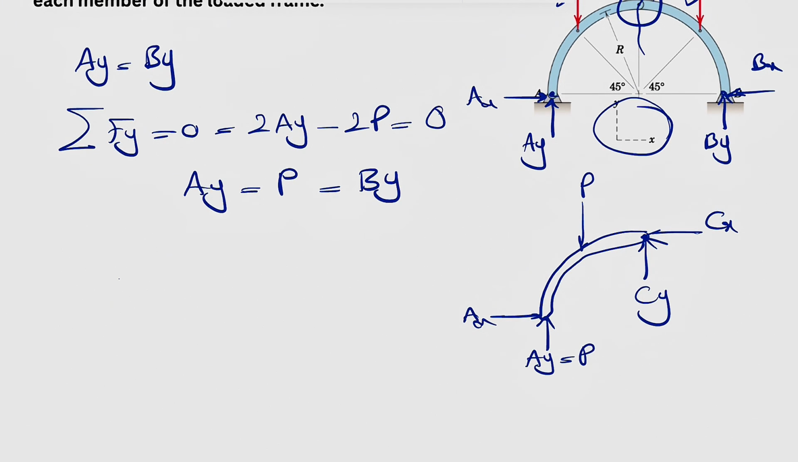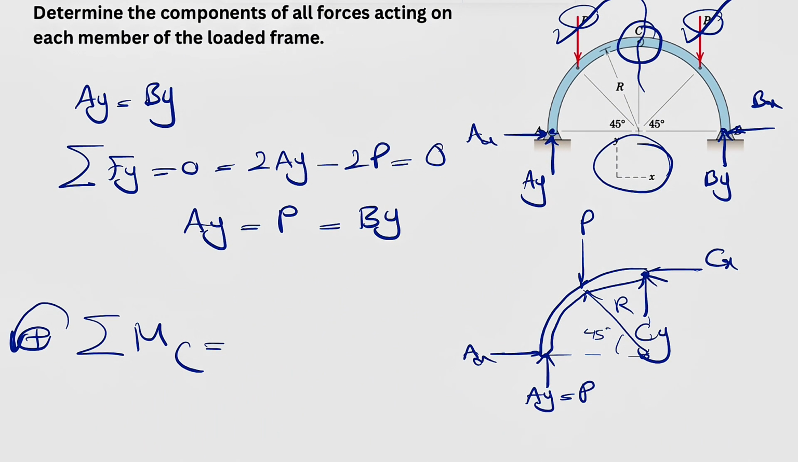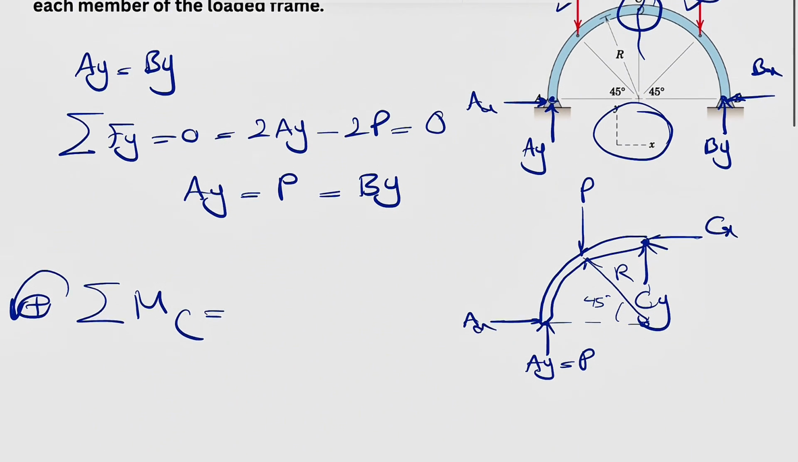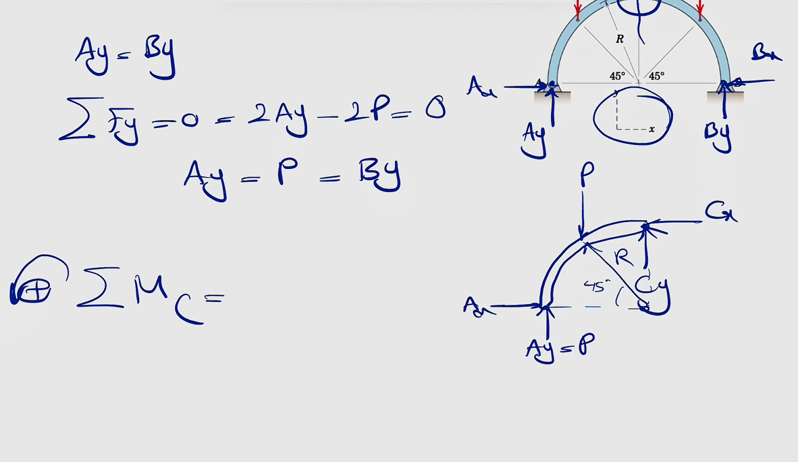Obviously, whatever we have for member AC, we're going to have the same thing for member BC as well. We're going to use our moment equation, and we can start with finding the moment about point C, since we have the most unknowns here, counterclockwise positive as always. We have a quarter circle with radius R, and P applies at 45 degrees, as we can see in the figure.